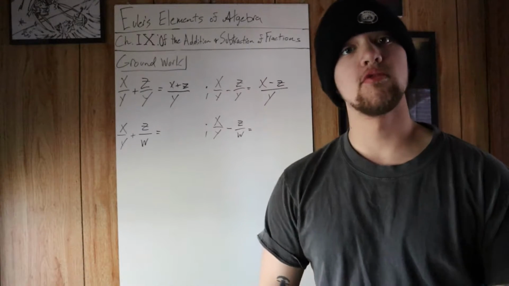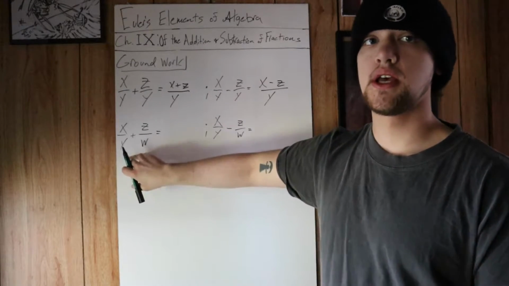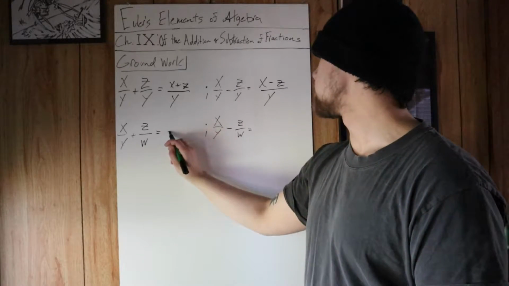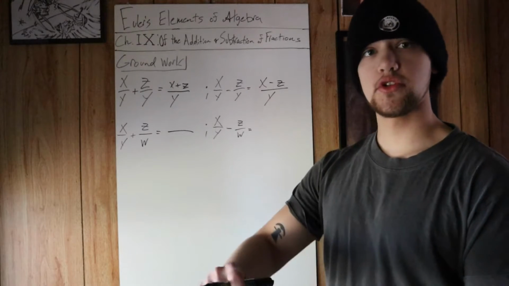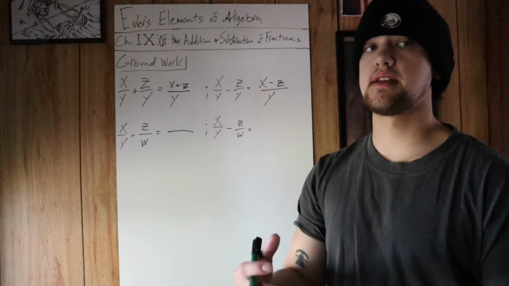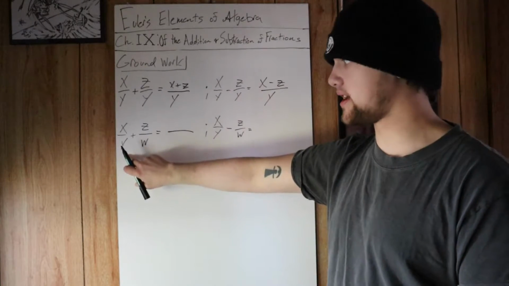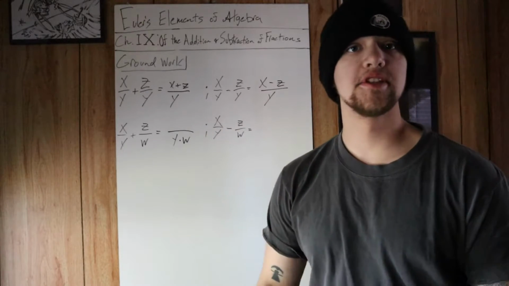And that leaves us with what to do when the denominators are different, and this is where you have to start multiplying terms and figure out what the common denominator is. So the common denominator of any n terms is the multiplied string of the n denominators. In this case, there are two denominators, so we're multiplying y times w. And that's the common denominator.